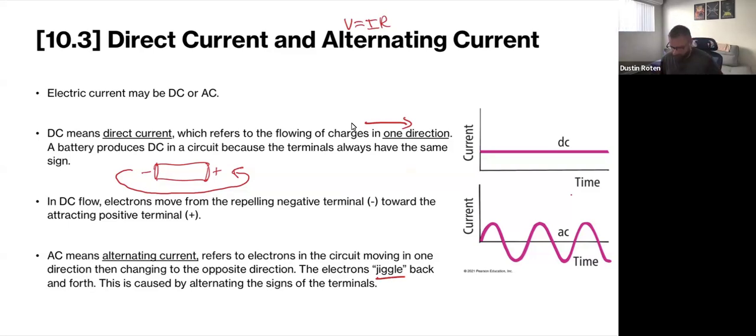If you were to plot the current over time, as time progressed in a DC circuit, you see that the current is constant, it never changes. And then current in an AC circuit actually alternates. So it'll go positive to negative to positive to negative. Remember, your current is your flow of electrons. So you can see that you get electrons that jiggle back and forth.